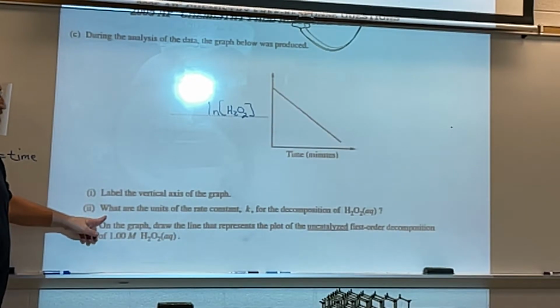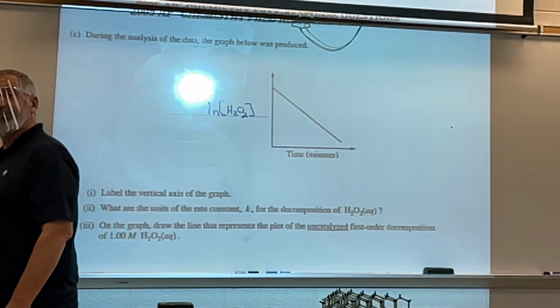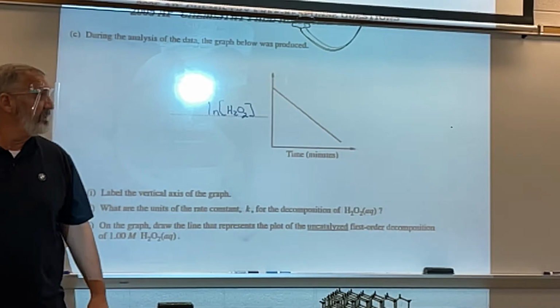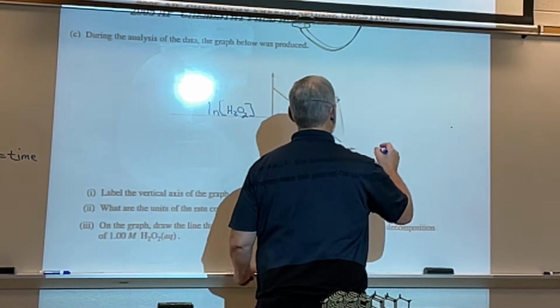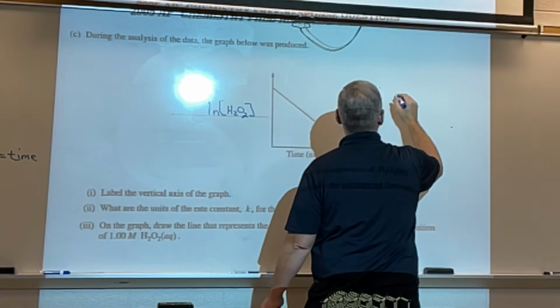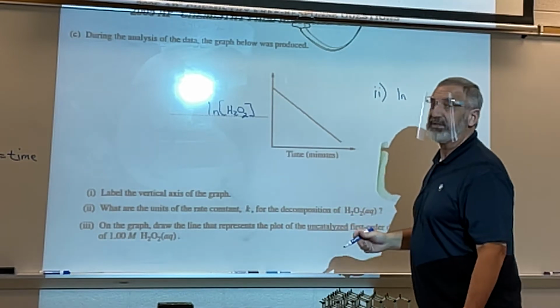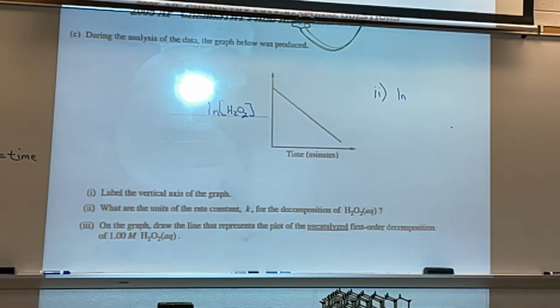What are the units for the rate constant K? How do I do that? I have to use the integrated rate law, because I only have time and concentration. I don't have anything about rate. So I know I have to use this integrated rate law. Okay? So, I'm going to go up here to B, or to 2. It's going to be the natural log of a concentration at something other than time t. So you go back to your table.